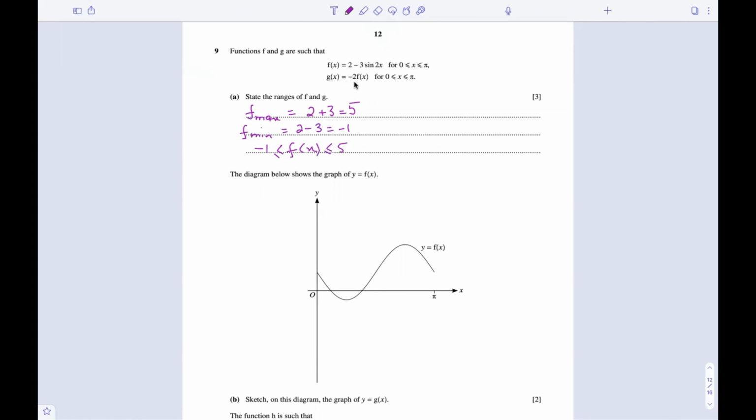As g of x is minus 2 times f of x, for the g values we'll multiply the 5 by minus 2, which will become minus 10. And we'll multiply the minus 1 by minus 2, which will become positive 2. So this will become the minimum value and this will become the maximum value. So we can write g of x is less than or equal to 2 and greater than or equal to minus 10.